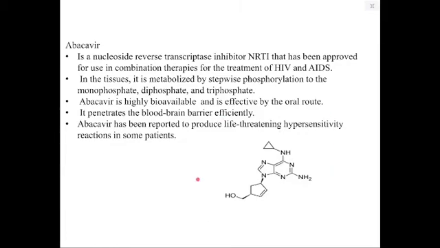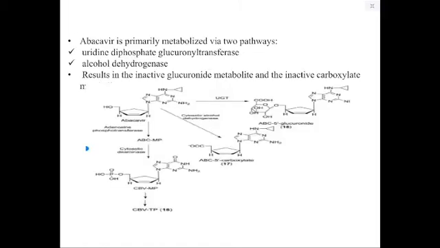It has been reported to produce life-threatening hypersensitivity reactions in some patients. Again, we do have quite a number of combinations with abacavir, and I think even combinations that are also used for children. It is primarily metabolized via 2 pathways, whereby you have uridine diphosphate glucuronyl transferase, and also alcohol dehydrogenase, and the result is inactive glucuronide metabolites and inactive carboxylate. So there you have our drug.